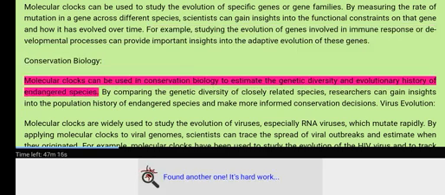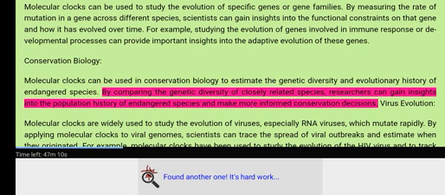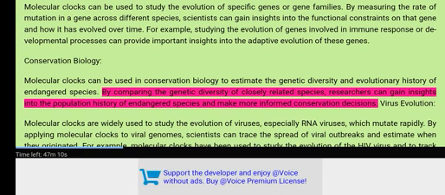Conservation biology. Molecular clocks can be used in conservation biology to estimate the genetic diversity and evolutionary history of endangered species. By comparing the genetic diversity of closely related species, researchers can gain insights into the population history of endangered species and make more informed conservation decisions.